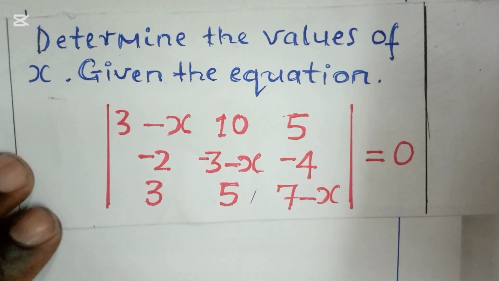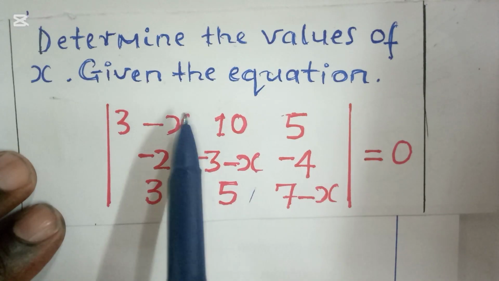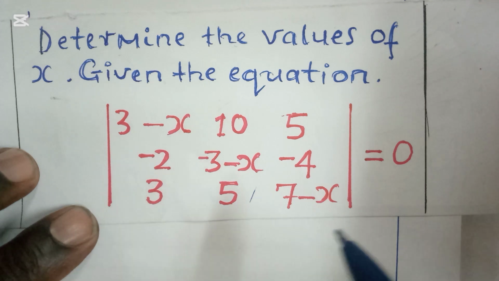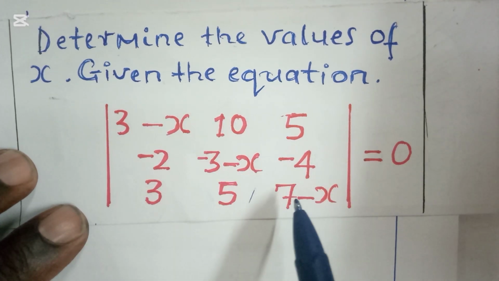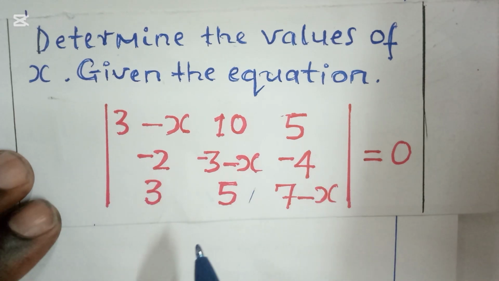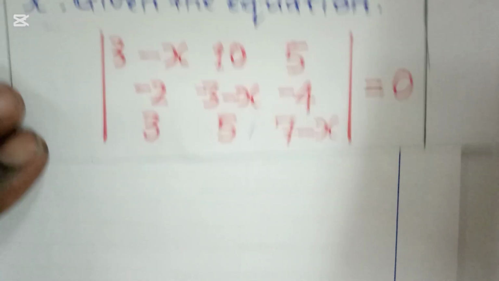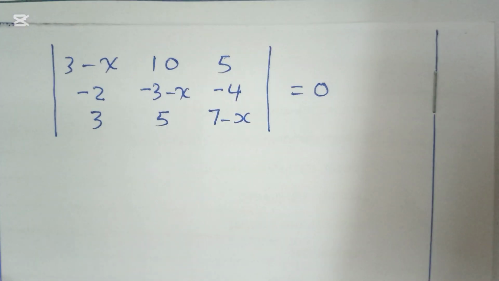Let's do this question. And the question is: determine the values of x given the equation. So guys, this is an equation whereby our determinant is equal to 0. And so guys, we are going to work out the determinant and equate it to 0 so that we can get the x. And so guys, I start. I had already prepared it here and so I can now do it.